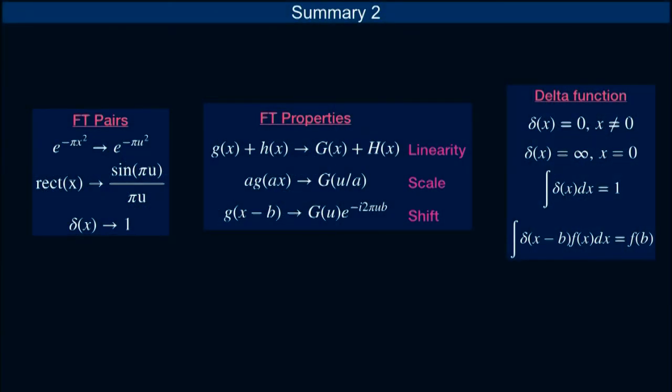So as a summary, these are the things that we've learned. Here are Fourier transform pairs. Here are Fourier transform properties. And these are the properties of the delta function.